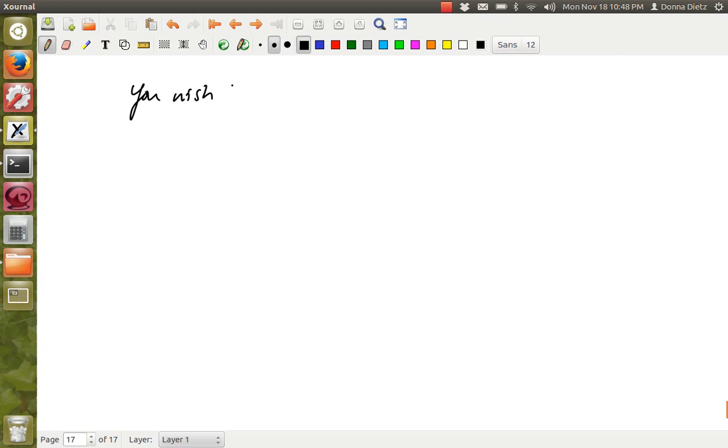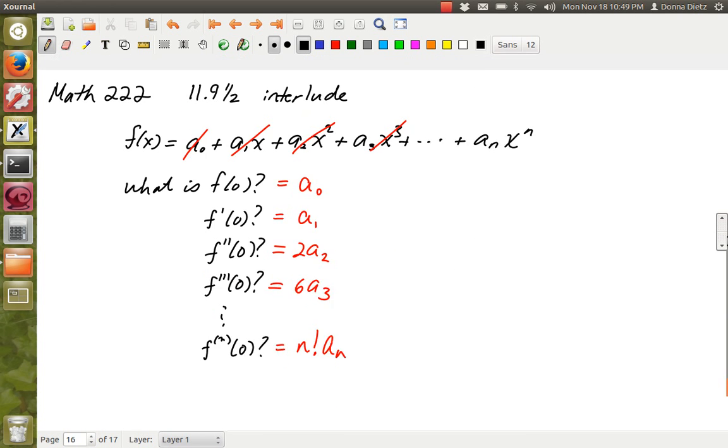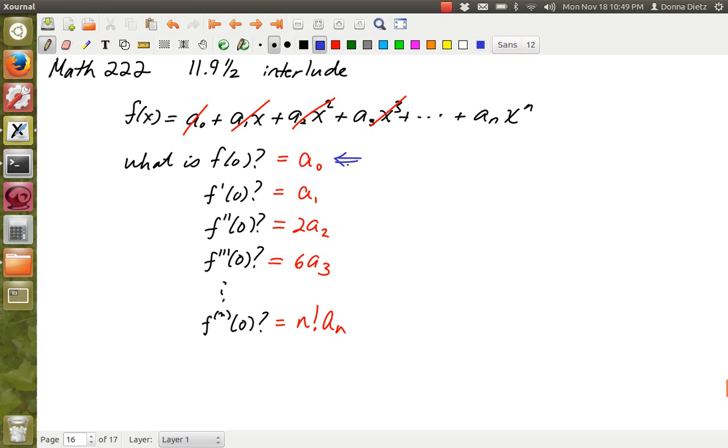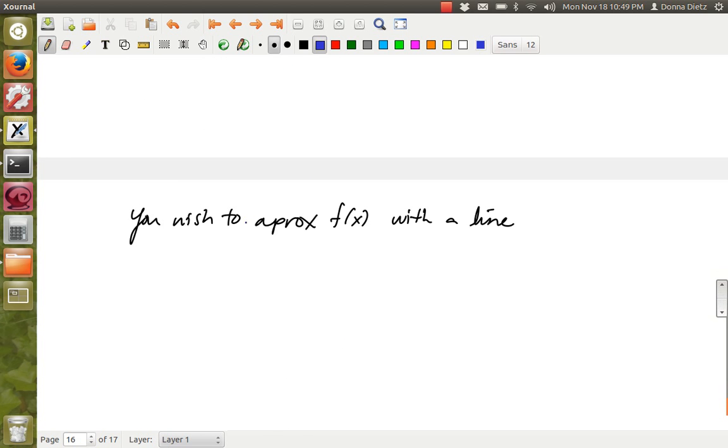You wish to approximate f of x with a line. What line do you use? Well, that's easy. Because right here, a naught is the y-intercept. And right here, you have the point 0, comma a naught is a point on the line. And then the slope of the line is a1. So that's really easy. So how will you approximate f of x with a line? You just say y equals a naught plus a1 x.